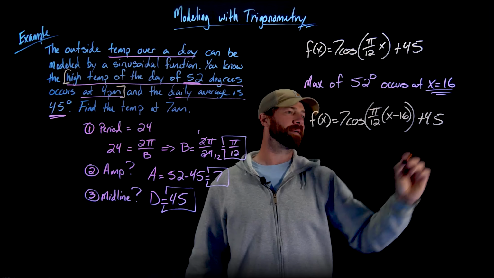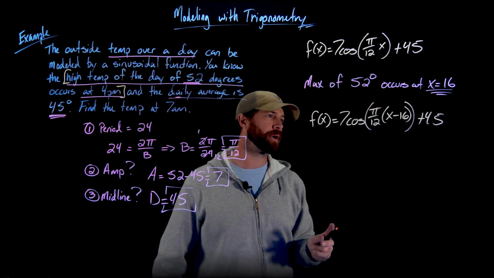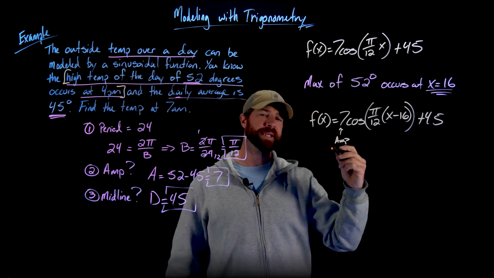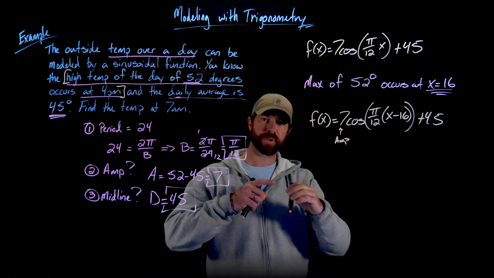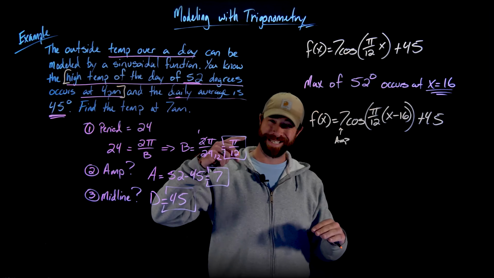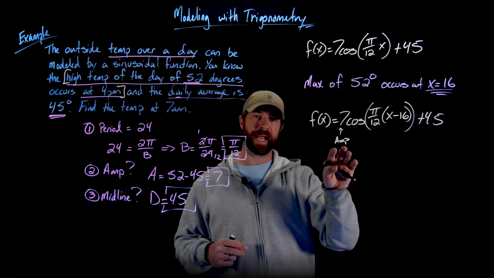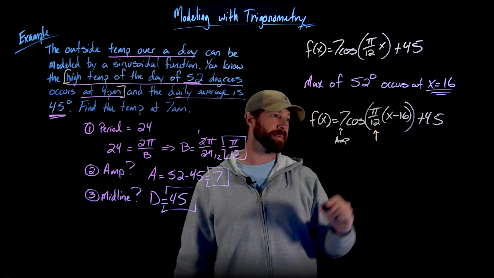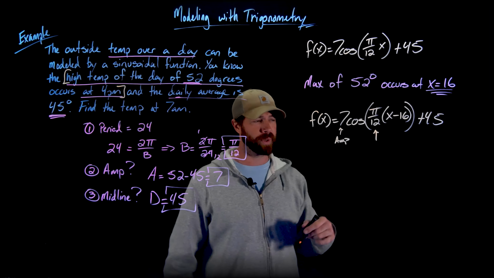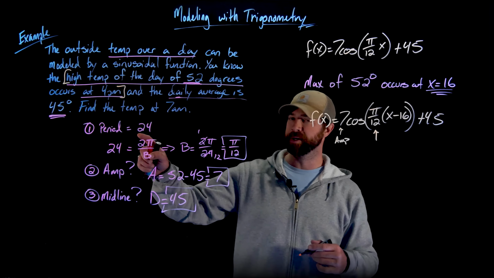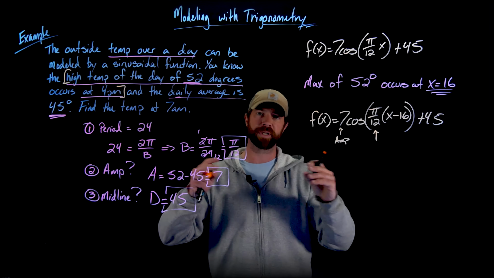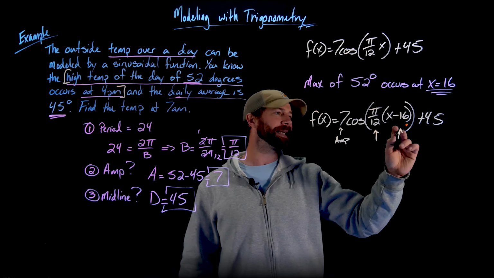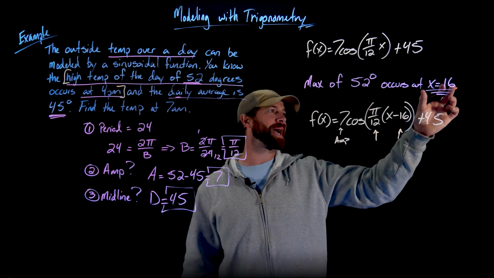And importantly, just to recap all of these pieces right here, this 7 gives me my amplitude. This is the distance from the midline. The temperature will vary 14 degrees throughout the day. It's always double the amplitude, but this is the distance between the max and the midline. This interesting factor right here, pi over 12, simply gives me a period of 24. It stretches this function so it covers one period in 24 hours. This minus 16 is what gets this max temp at this point.